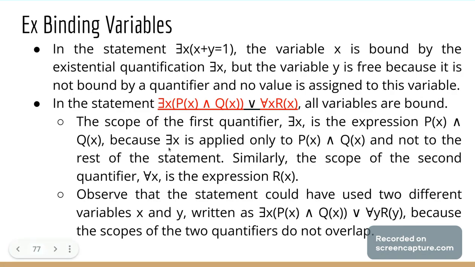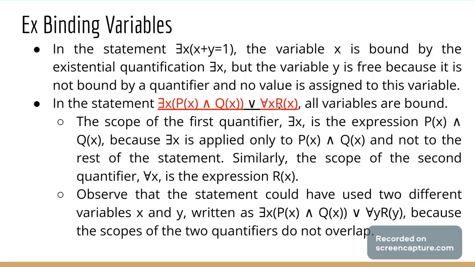Now let's look at the scope of the variable. Look at this first statement, the whole statement: there exists x, open bracket, p of x and q of x, close bracket. This there exists x is binding both p of x and q of x. Then we have the statement or. This there exists does not apply to the rest of the statement. Or for all x, r of x. This for all quantifier is only applicable to r of x. So this x and the first x are essentially not the same.